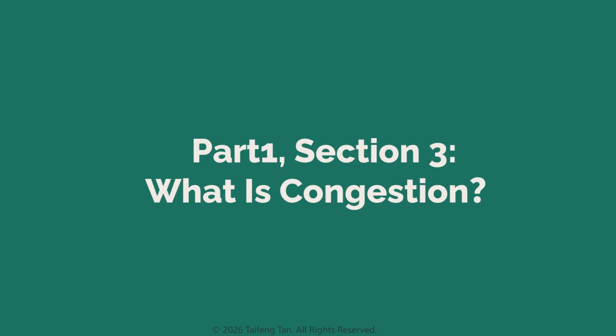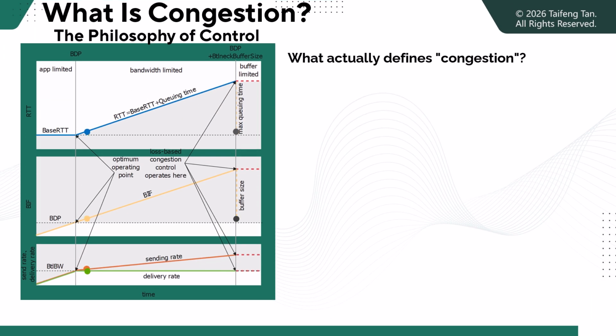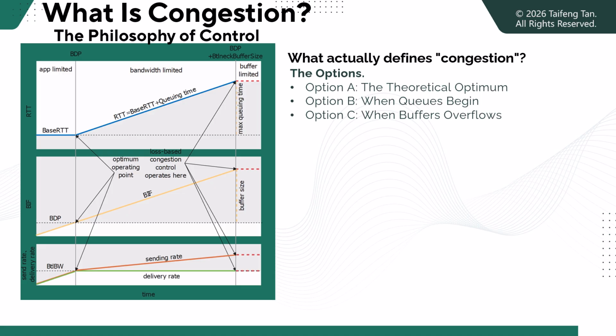What actually defines congestion? The answer isn't as simple as you might think, and how you answer it determines the type of congestion control algorithm you'll create. Let's consider three options. Option A. Congestion begins when the sending rate approaches the bottleneck bandwidth. At this point, the amount of data in flight approaches the BDP, bandwidth delay product. This is the optimal operating point we introduced in the previous episode.